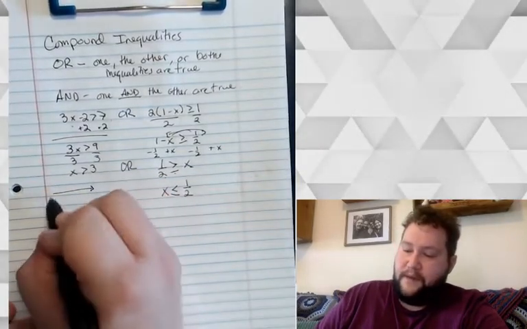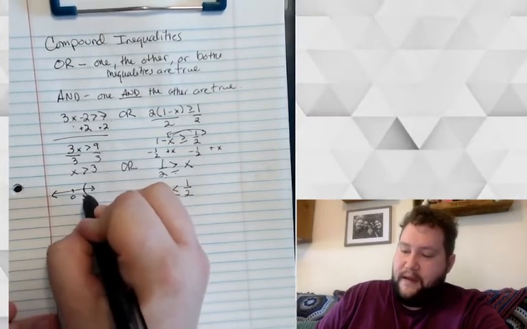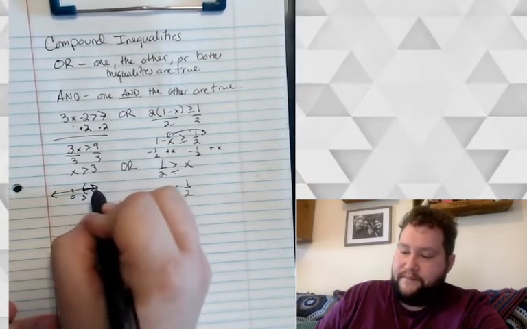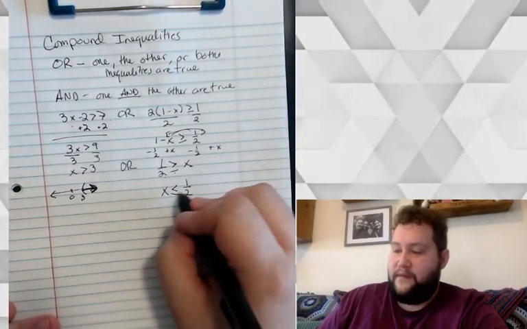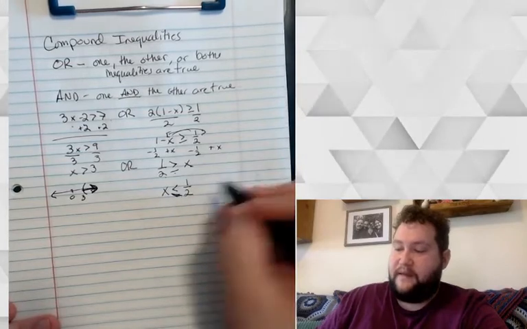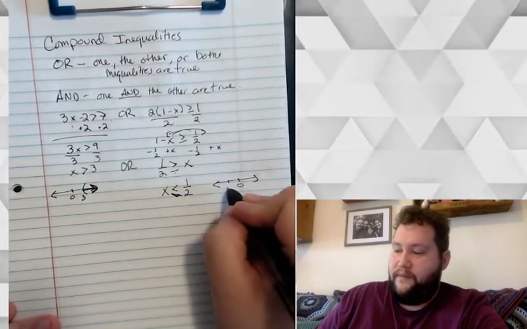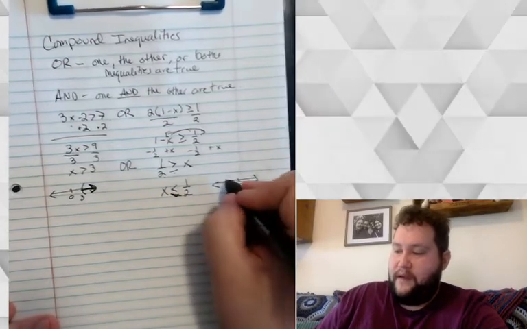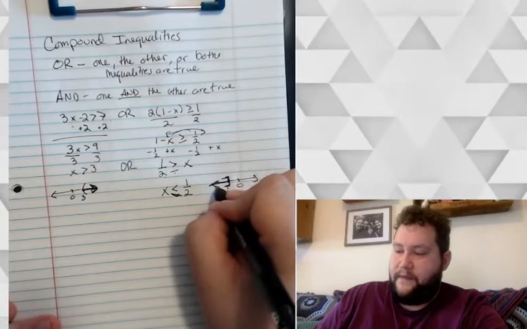So for this one, we have from 3, x is greater than 3, or x is less than a half. But not just less than or equal to. So 0, a half, less than or equal to means we have a square bracket, and it goes this way.